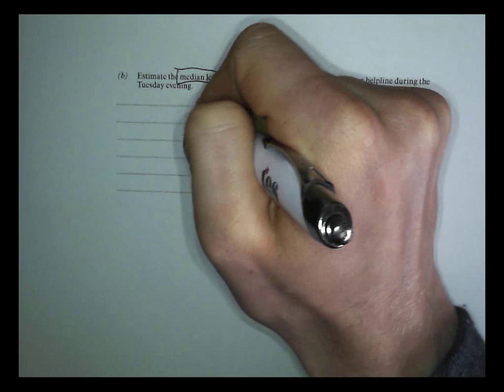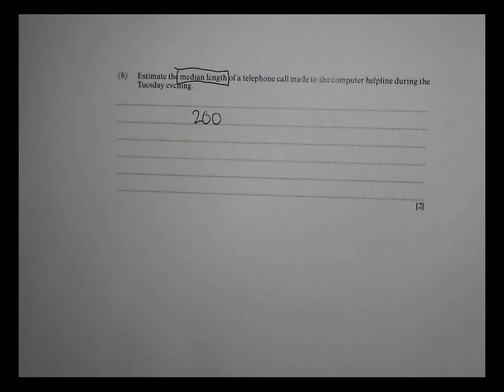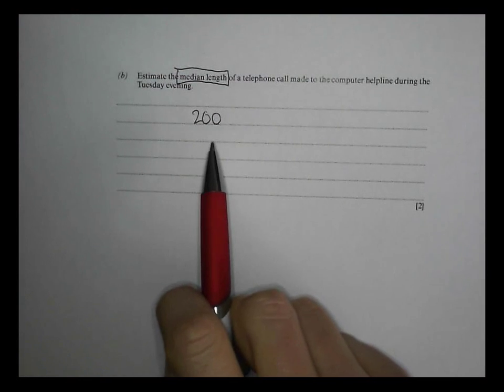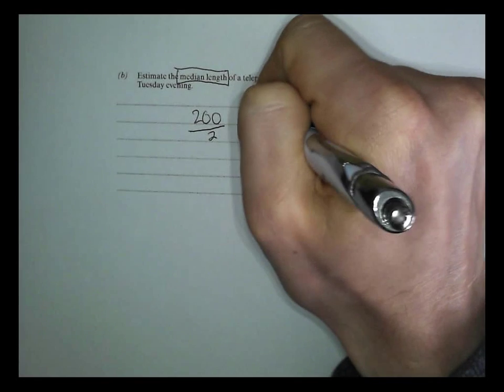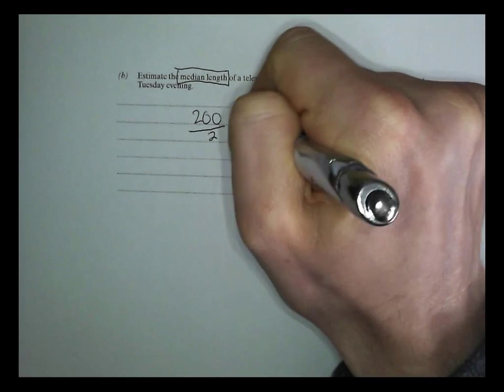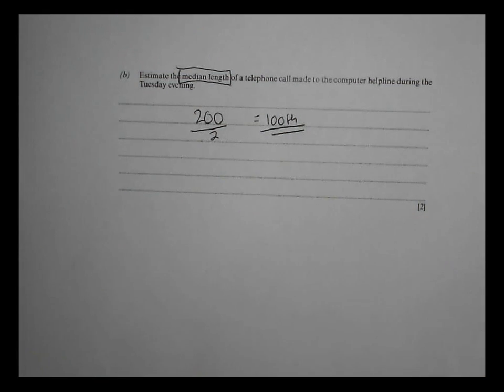So, we have got 200 people. Technically, the median person is the 200 plus 1 divided by 2. But when you've got quite a big number like this, and generally over 30 this tends to work, your median position is just going to be half of that. That's all you do with cumulative frequency: you go halfway up your cumulative frequency axis and go across. So your median call is going to be the 100th call. We've got to find the 100th call.